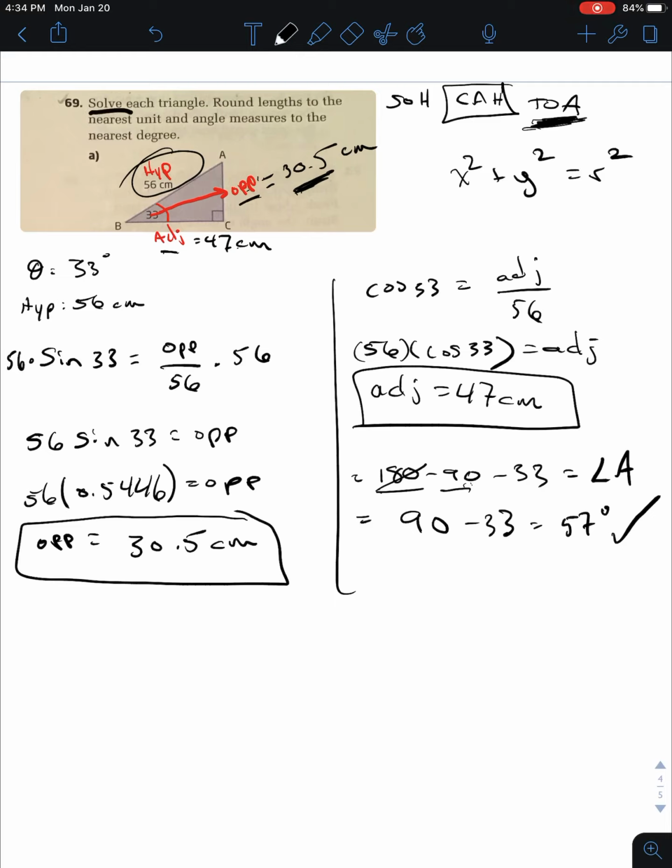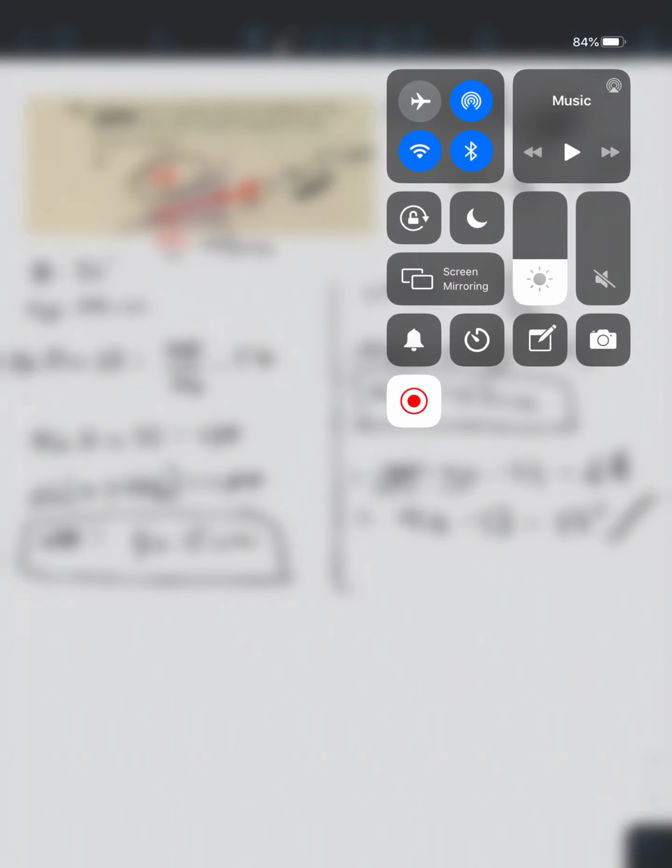That's good. That's what it means by solve, right? Solve simply means find all 6 pieces of information: all 3 angles and all 3 side lengths. Does that make sense? Yeah.